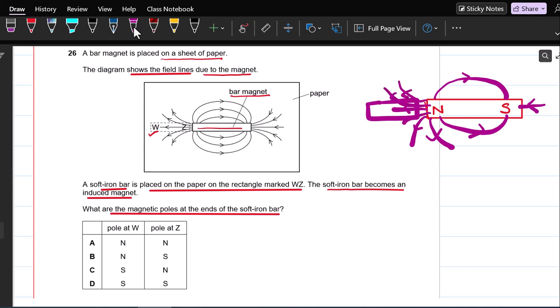So what happens at this side, south pole will be created because this field is going to be like this. So here it will be north. So W end will be north, Z is going to be south. So it should be pole at W is north. Yeah, it will be B option. Simple question.